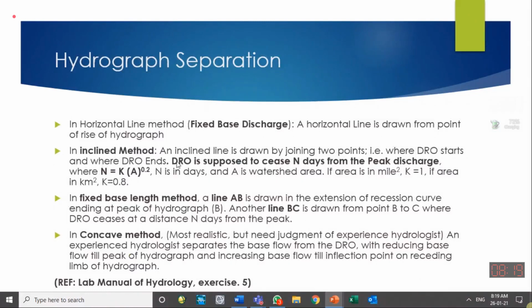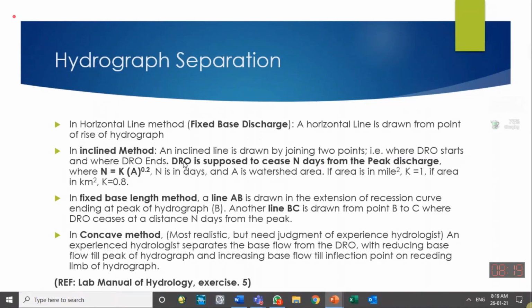In the inclined line method, an inclined line is drawn by joining 2 points: where direct runoff starts and where direct runoff ends. So we select 2 points from the start to the end of the direct runoff, and that line need not be a horizontal line, but usually it is a straight line. So most of the time it is a straight inclined line. That's why it is called the inclined line method.